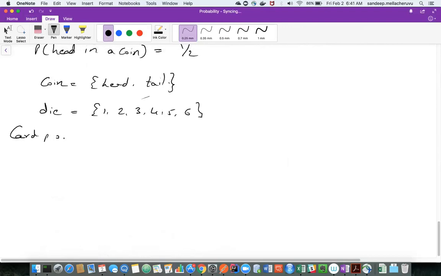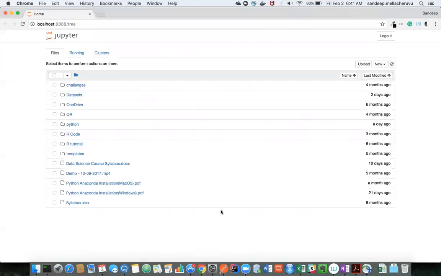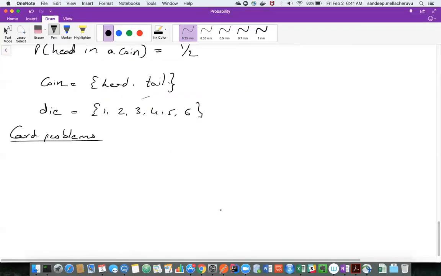So we'll solve some card problems. Again, the purpose of using these cards and die problems is only for you to understand the concepts of probability. If you ask me where it is really used, there is no answer. The only answer is for you to understand. This is the best way. So we'll try to solve some card problems now.